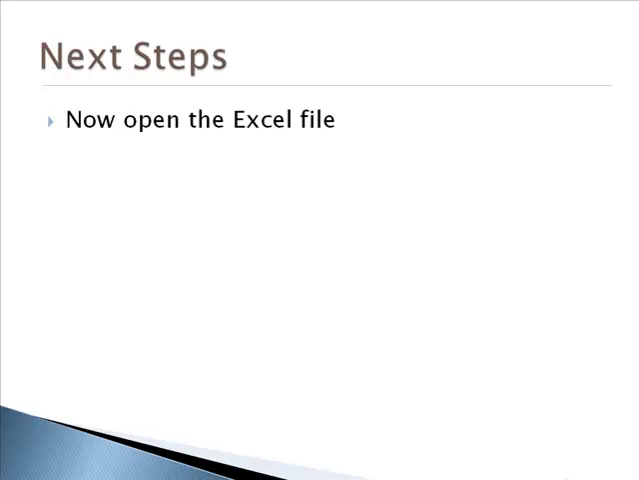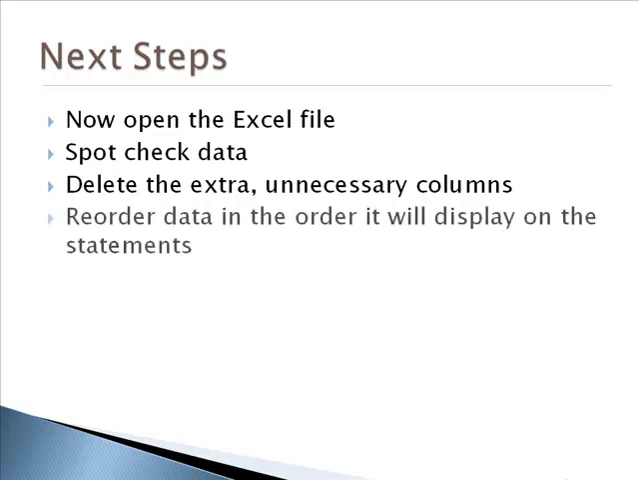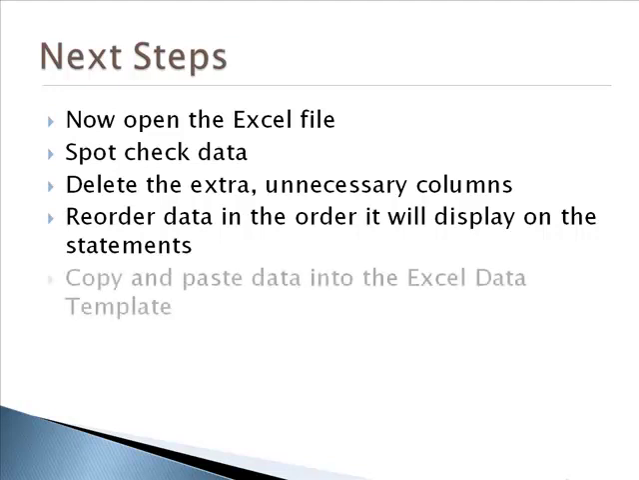The next steps would be to open the Excel file, spot check the data, delete any extra unnecessary columns, which would be the ID column that Access added to all your files, and it might be some name columns. You may need to reorder the data, and then you can copy and paste the data into the Excel data template. And we'll show you how to do that on the next video.